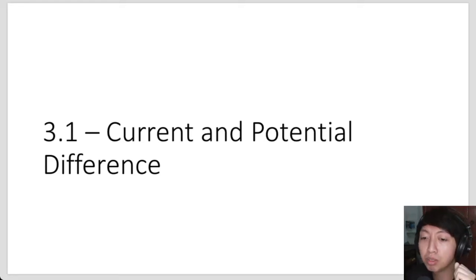So current and potential difference. We've actually learned about both of these things back in Form 2. Current is arus. Bahasa Melayu ialah arus. So current is where we get our, kalau sini orang Sabah kita panggil karan. So current is where we actually get the Dusun word karan.